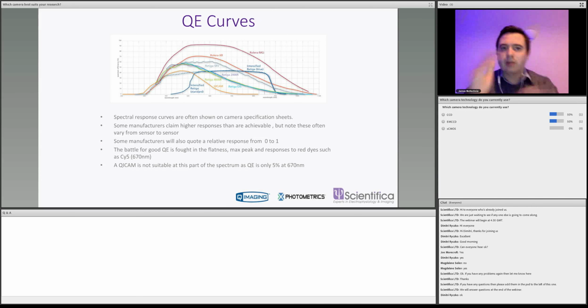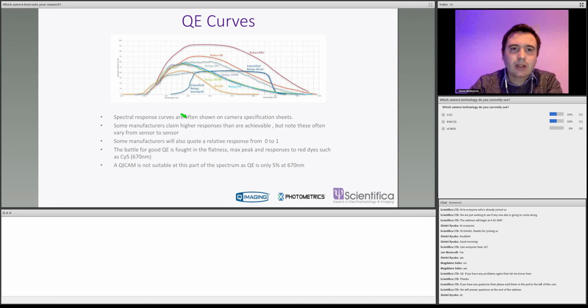But yes, sensitivity and quantum efficiency are joined, and I'll skip some of this part about quantum efficiency, other than to say the important bit is that we always give a graph of quantum efficiency. This is the percentage of photons converted to electrons that we can measure, against wavelength.